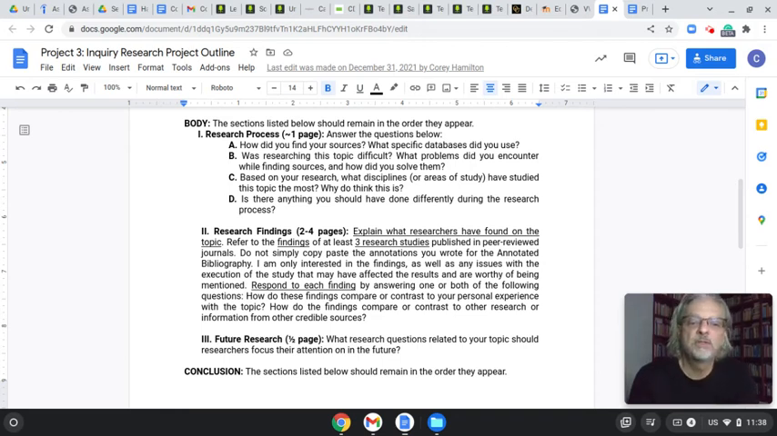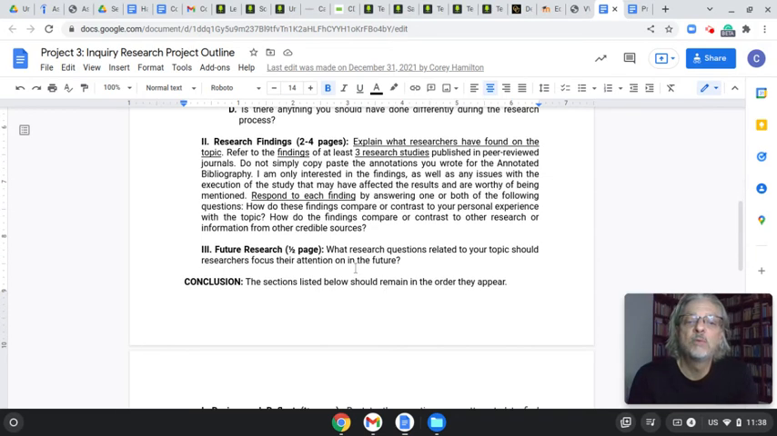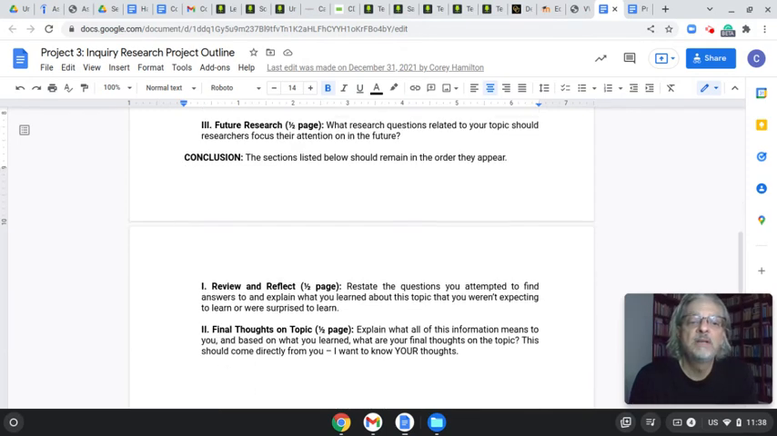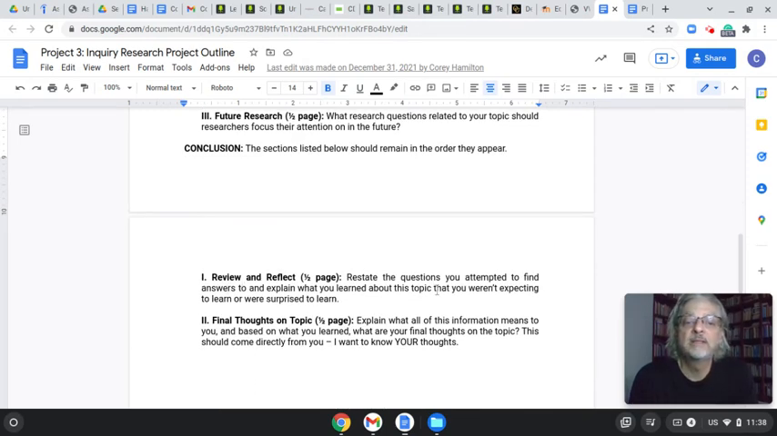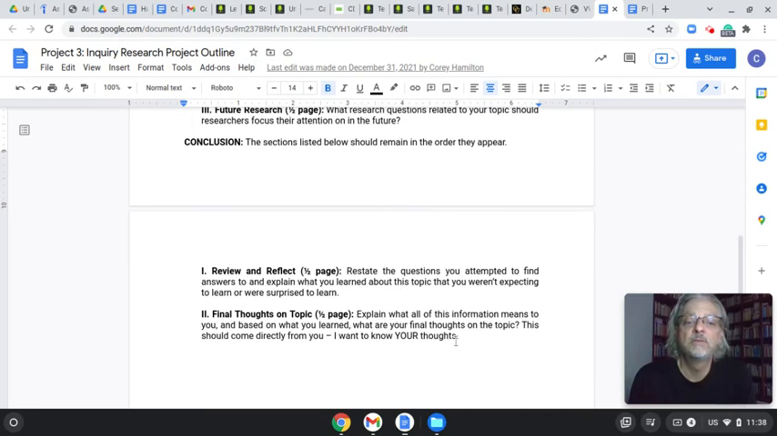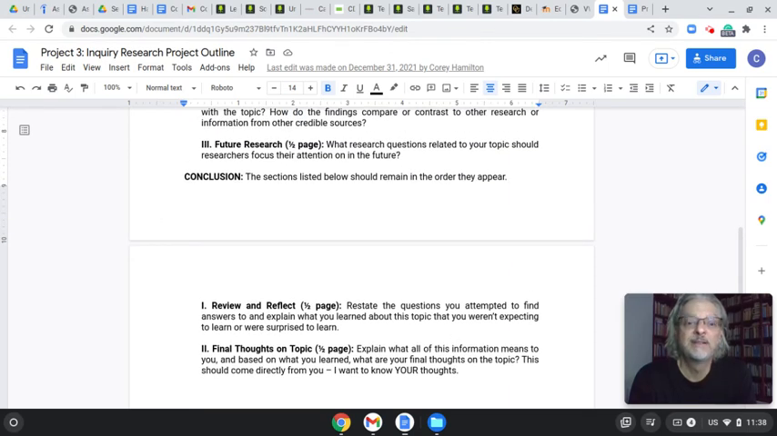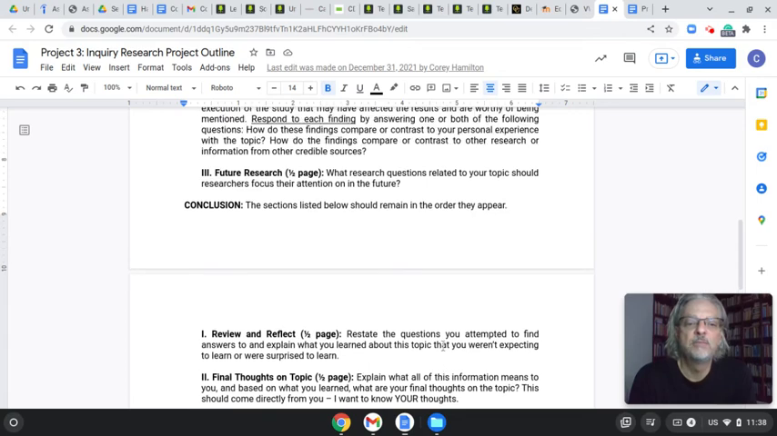And of course, you'll have a future research paragraph. What research questions related to your topic should researchers focus their attention on in the future? So here's what we've got so far. Here's your topic. You found out these things. You figure out this is where we are, right? This is where maybe somewhat of a quote unquote answer or some suggestions or recommendations. And now that you've arrived at this point, what kind of recommendations do you have for the future? And then you've got a couple of conclusion sections: review and reflect, restate the questions you attempted to answer. Are you surprised to learn anything? And then you've got an opportunity to give me your final thoughts, right? Explain what all this information means to you based on what you learned.